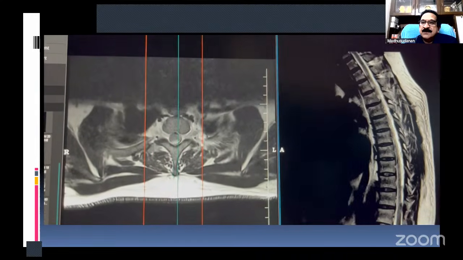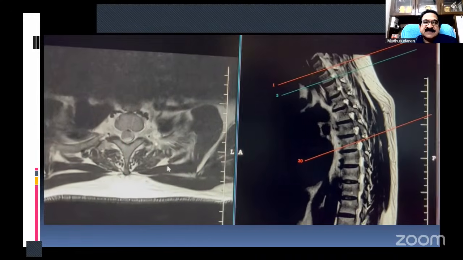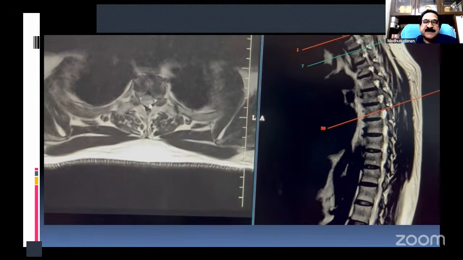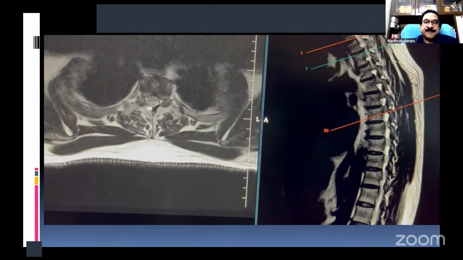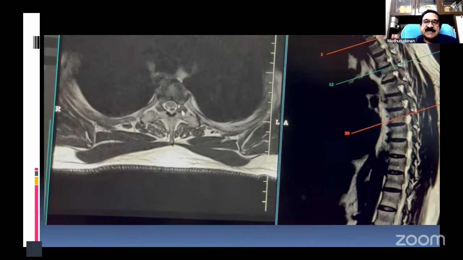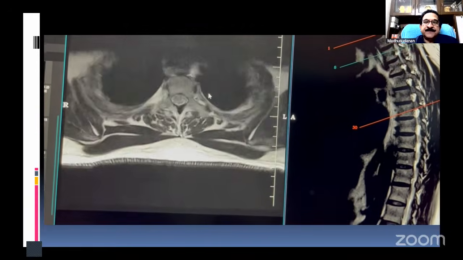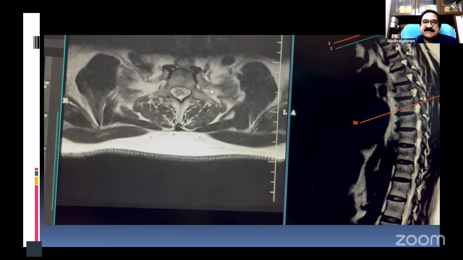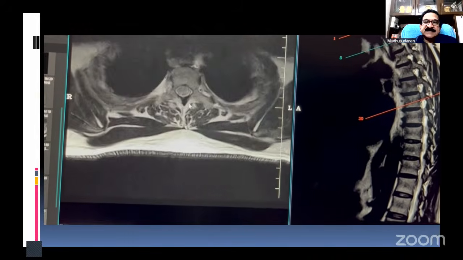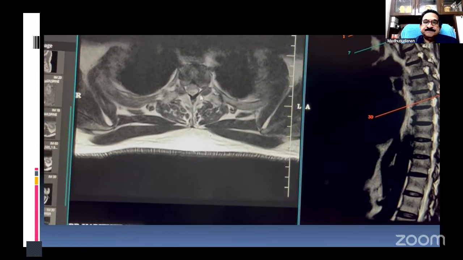See the dorsal cord, there is a white hyperintensity, that is the CSF. CSF collection posteriorly, compressing the cord anteriorly. I'll show the snapshot later on. That is the area with the flow void on the side.